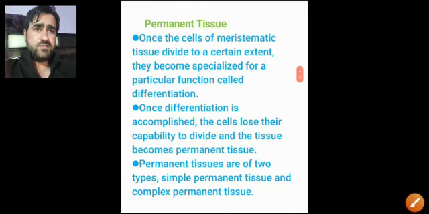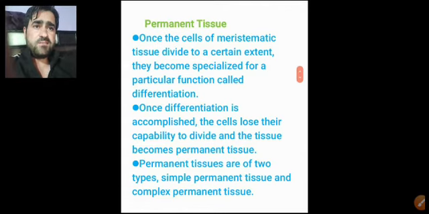Today we are going to briefly discuss permanent tissue. In the previous video, we had a brief introduction about meristematic cells or meristematic tissue. There are two types of tissues in plants: meristematic tissue and permanent tissue. Meristematic tissue, as we already know, is made up of cells which are continuously dividing, creating new cells that are required by the plant body.